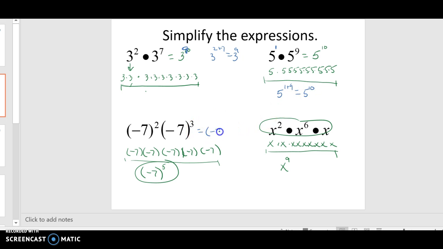My base here is negative 7. What do I do with the 2 and 3? Add them together, get negative 7 to the 5th. And here, I could write it as one base x. I'm going to take 2, add 6, but then I also have to add this 1, and that would give me x to the 9th. So an easier way to do these problems would have been to just add the exponents.